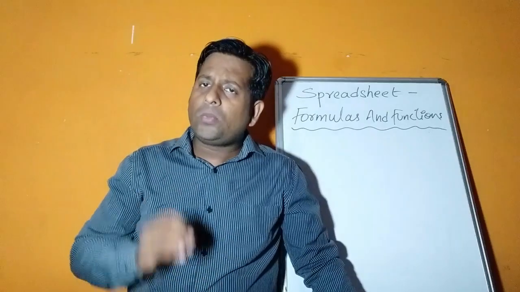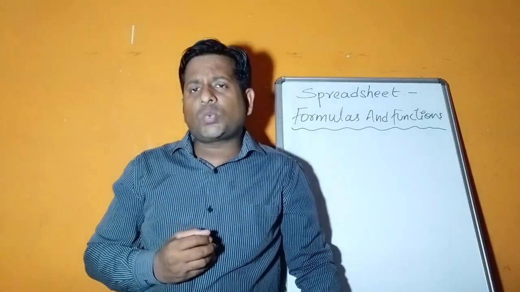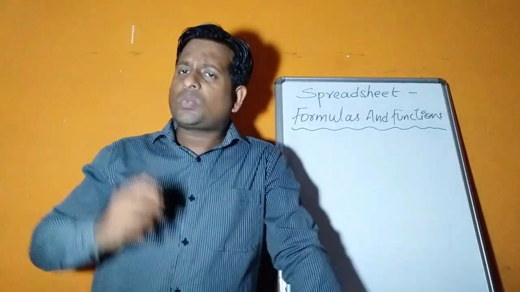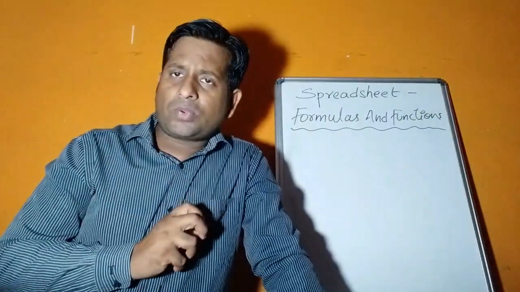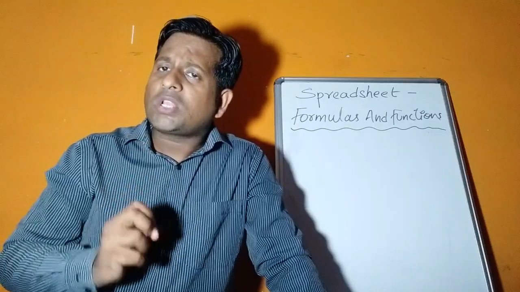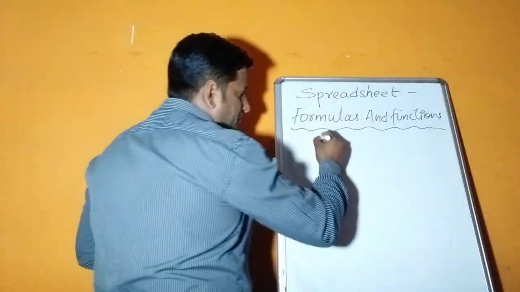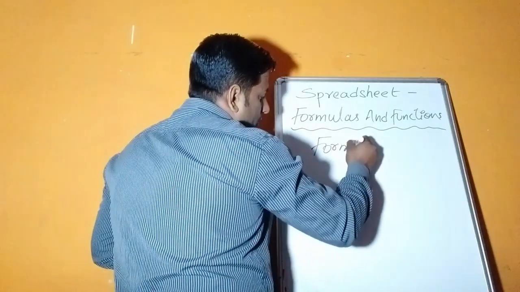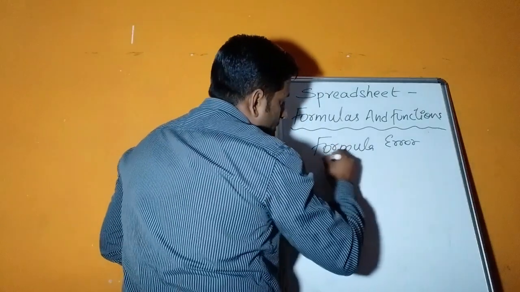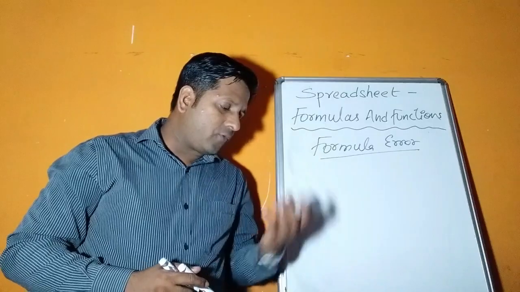So children, today we'll be learning about formula errors. There are some mistakes we usually make when we write formulas, and the mistakes we make are known as errors. There are formula errors in a spreadsheet which we usually make. See this: formula error. There are four different types of formula error.